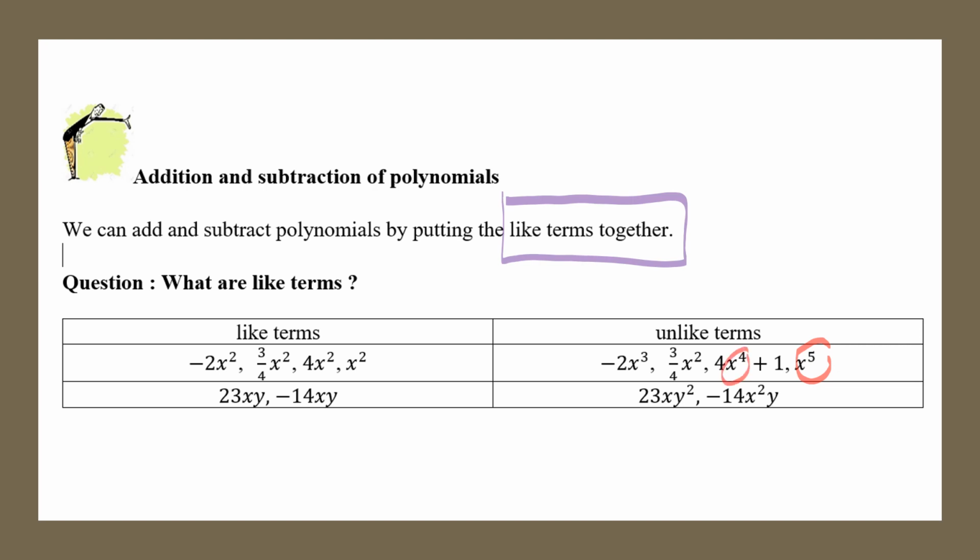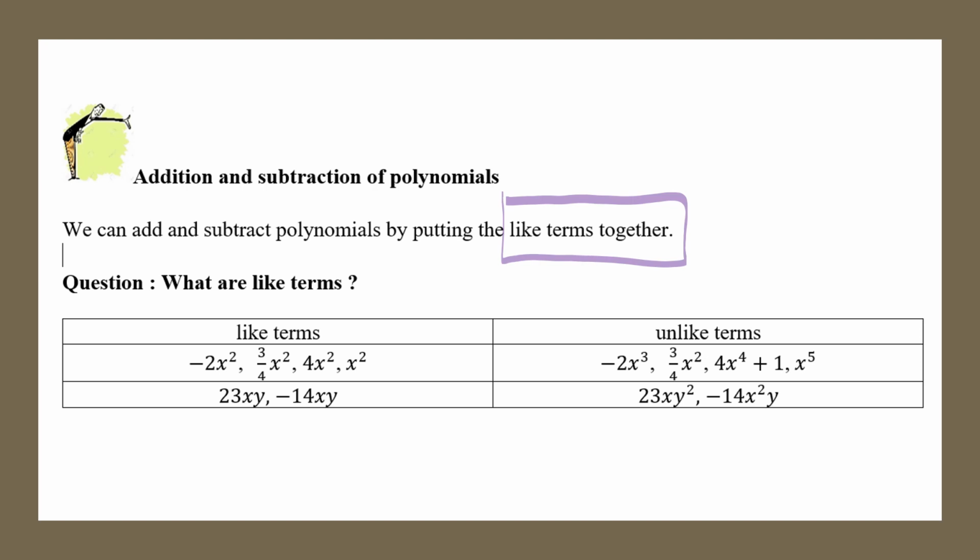So can you see that the powers are not the same? And here also is x to the power of 3. So they all have different powers, so they're unlike terms. Okay. And if you look at the second one, to have like terms, you must have the same power. You can have different coefficients, but you must have the same power.